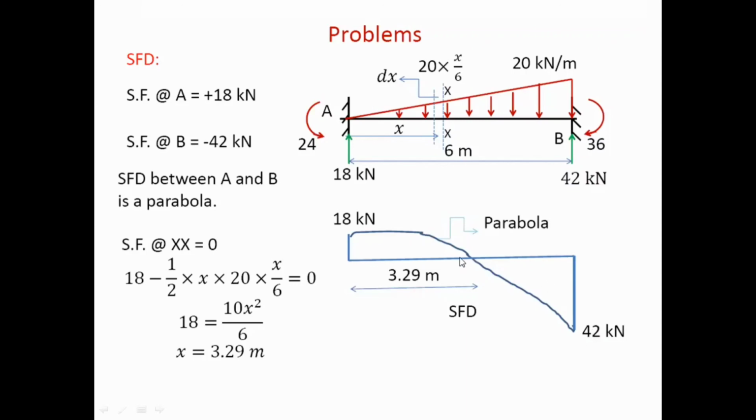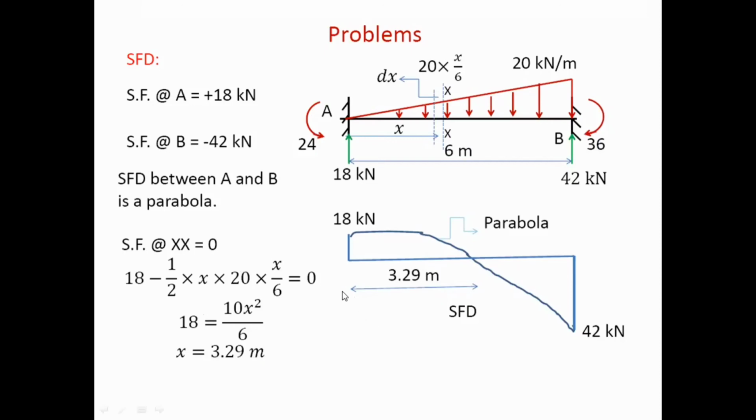Now it is changing the sign from plus to minus. So at what location is it changing the sign? Here somewhere. So we have assumed this distance as x, and we have taken shear force at distance x as 0. We have written the equation for shear force at this distance. After writing the equation and solving it further, we have found that x is equal to 3.29 meters, where the shear force is changing its sign.